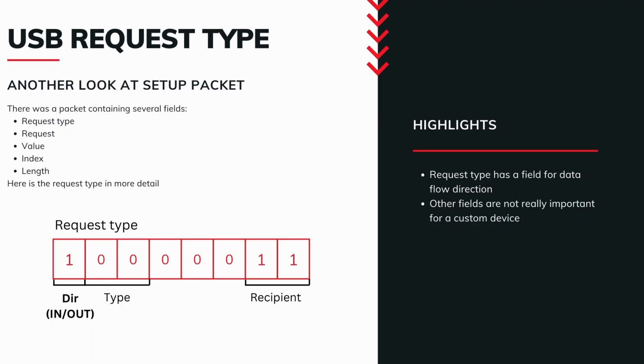Another field we'll have to consider is called request type. It contains information about whether the request is standard or not, whether it is addressed to a device as a whole, to an interface or endpoint, and importantly, whether it is an in or out transaction.